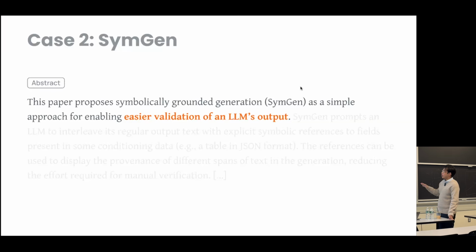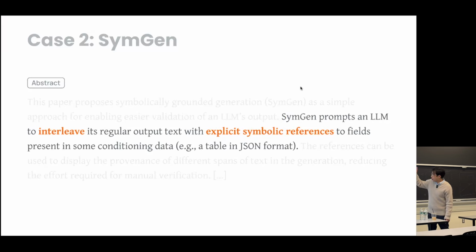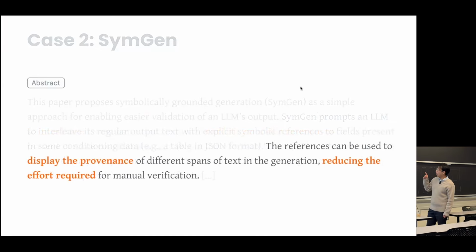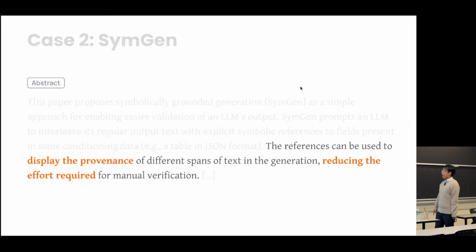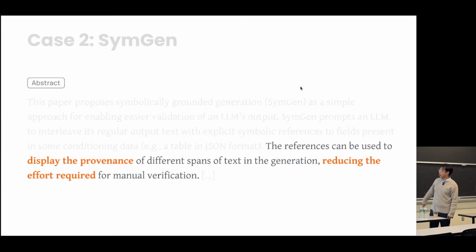So the paper proposes symbolic grounded generations as a simple approach for enabling easier validation of an LLM's output. So the goal is having easier validation of the large language model's output. SymGen prompts the large language model to interleave its regular output text with explicit symbolic references to fields present in some conditioning data. Finally, the references can be used to display the provenance of different spans of text in the generation, reducing the effort required for manual verification.